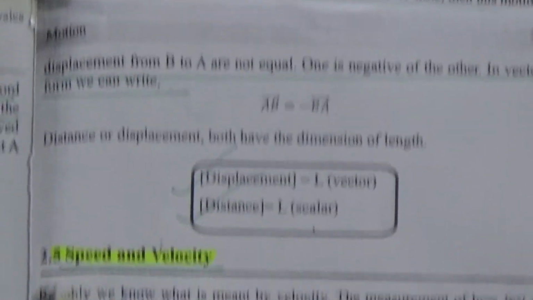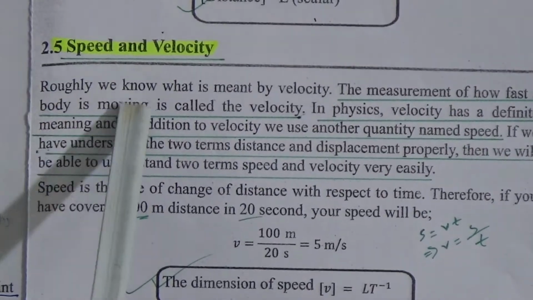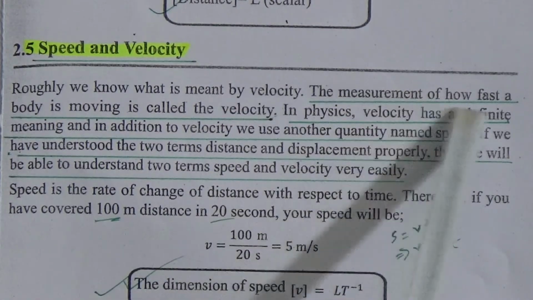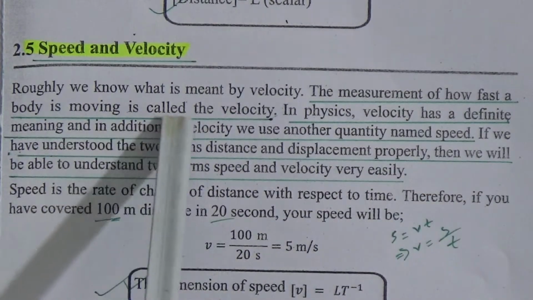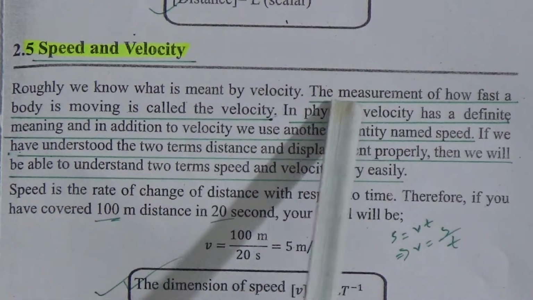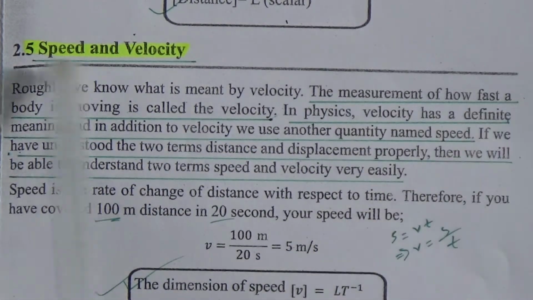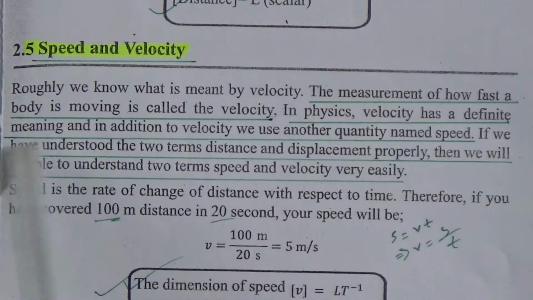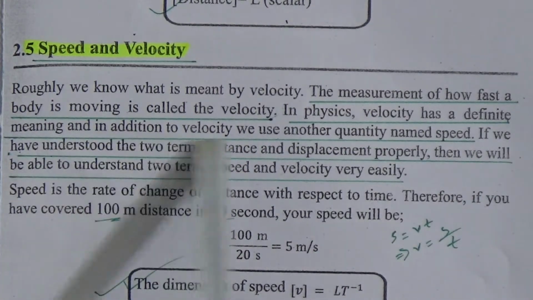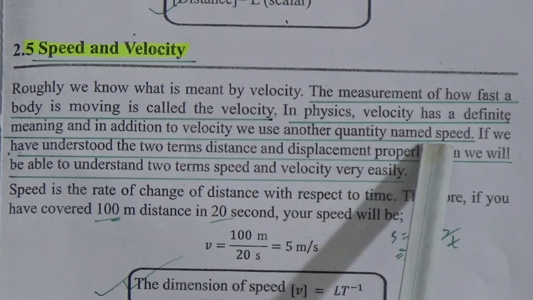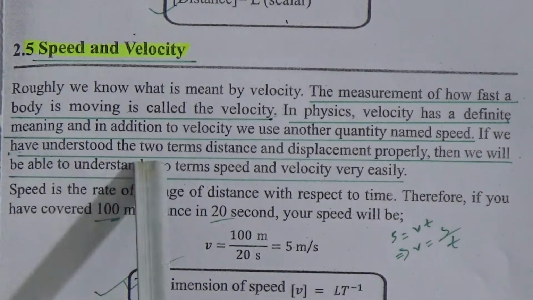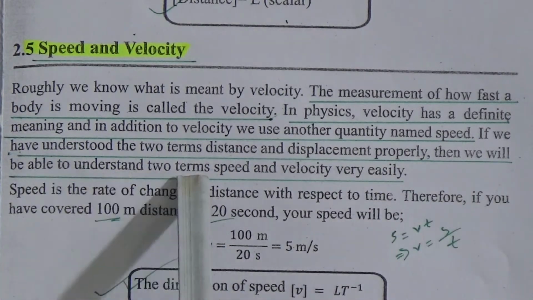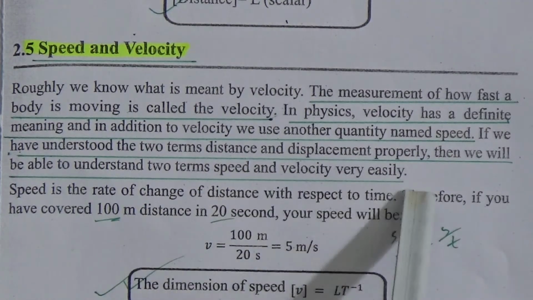Now go to the next topic, speed and velocity. Roughly we know what is meant by velocity. The measurement of how fast a body is moving is called the velocity. In physics, velocity has a definite meaning, and in addition to velocity, we use another quantity named speed. If we have understood the two terms distance and displacement properly, then we will be able to understand speed and velocity very easily.